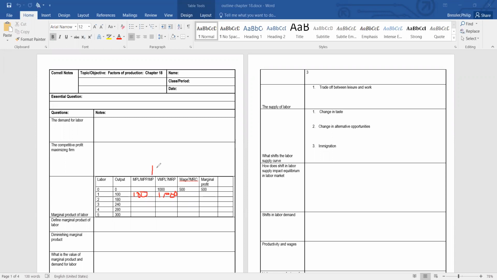Again, 100 minus 0 gives me 100. They give me the VMPL is 1,000. I know MPL times price equals VMPL, so therefore 100 times 10 equals 1,000. If the wages are 500, the marginal profit is going to be 1,000, that's the revenue the worker brought in, minus how much I have to pay him, 500. So that would give me a profit of 500.